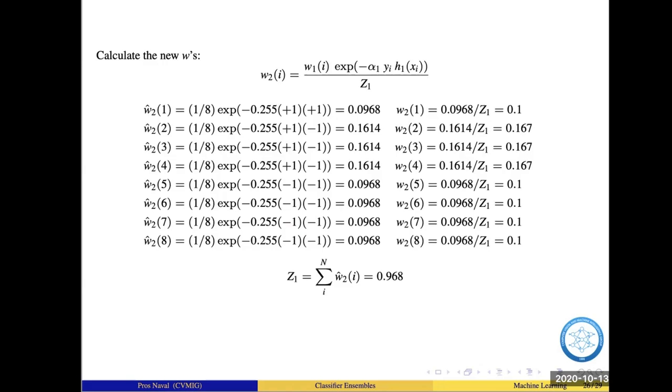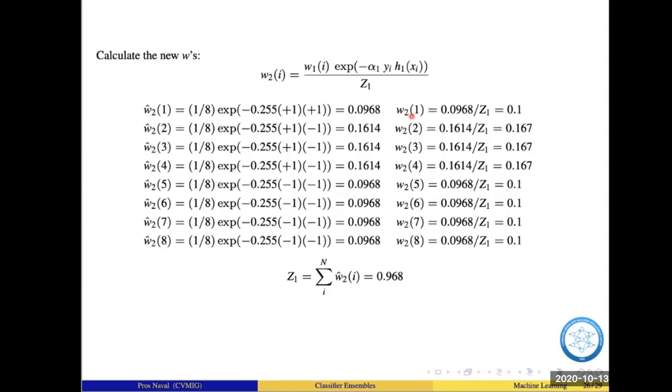Now if you do the computation, these values will come out. Then you add all these different values, and that will be your normalizer. The z here is just the sum of all these. If you do the addition, it will be 9.968. That will be the normalizer here. So 0.0968 divided by z1 gives us 0.1. This divided by z1 gives us 0.167, and so on.